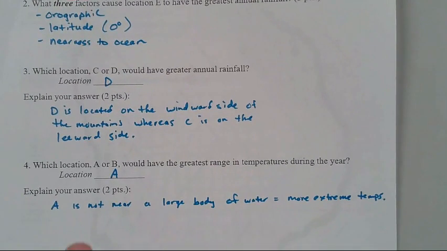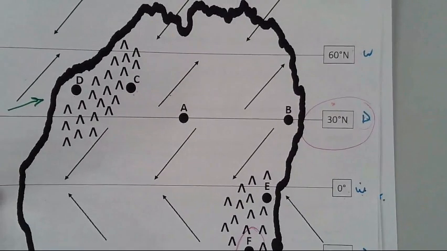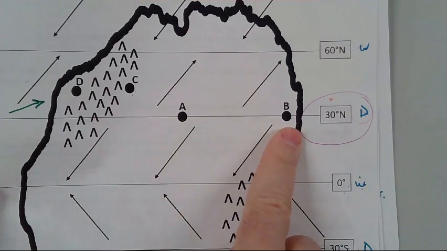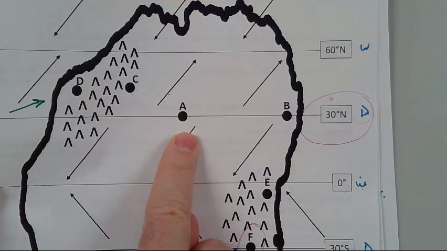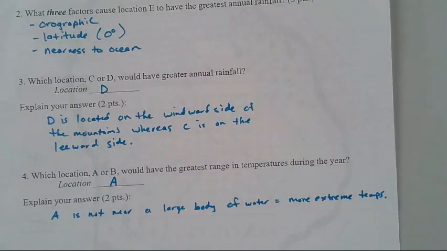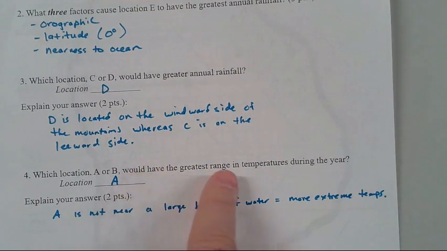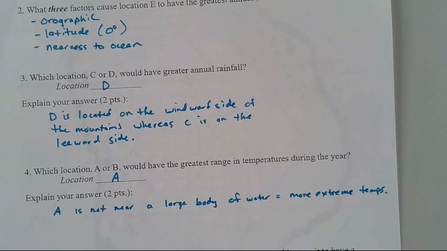Question 4, explain which location, A or B, would have the greatest range in temperatures. When they talk about range in temperatures, you should be thinking of nearness to water, moderating temperatures. A is in the middle, B is on the coast. A is more extreme, B is more moderated. So the greatest range in temperature would be A.